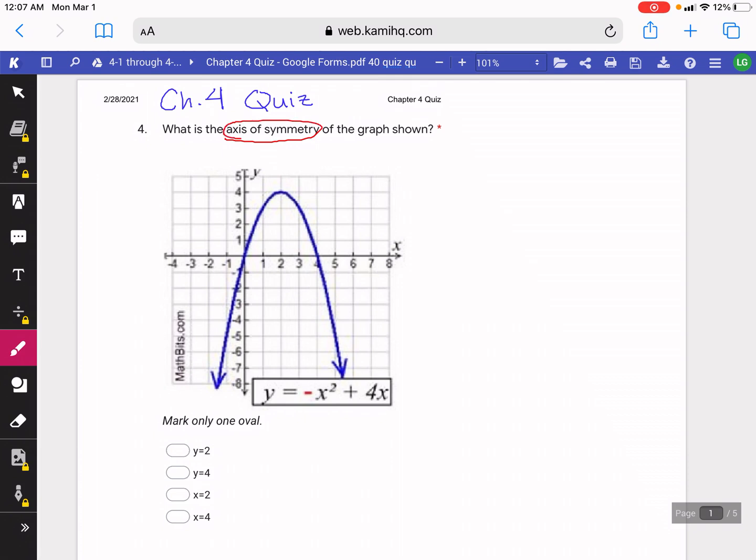Remember, the axis of symmetry is the line that cuts the parabola in half. Now, that line crosses through 2 on the x-axis. So your axis of symmetry would be x equals 2. A lot of students got this one wrong because they put y equals instead of x equals.